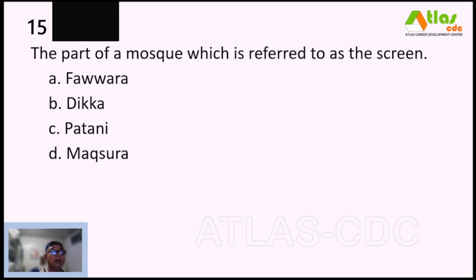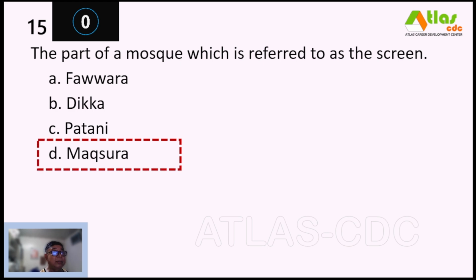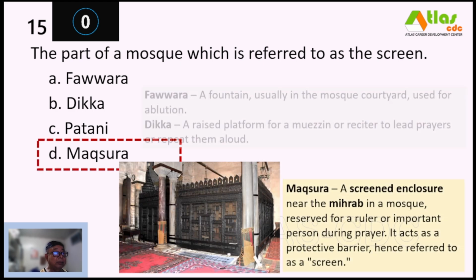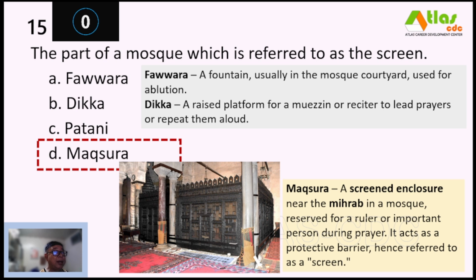Number 15. The part of a mosque which is referred to as the screen. A. Fawara, B. Dika, C. Patani, and D. Maksura. And our correct answer is letter D, Maksura. So Maksura is a screened enclosure near the mihrab in a mosque, reserved for a ruler or important person during prayer. It acts as a protective barrier, hence referred to as a screen.